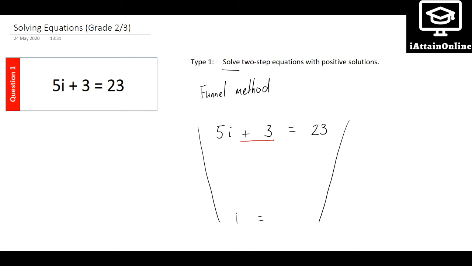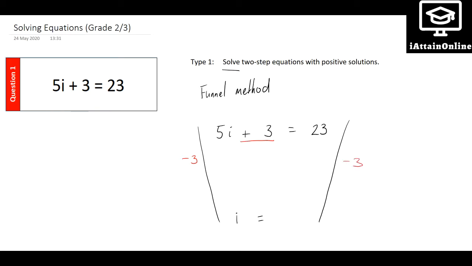Okay, so the first thing we're going to do is look at this plus 3 bit. I have basically multiplied a number by 5 and then I've added 3 and I've got 23. So I want to do the inverse operation of that add 3 bit. The inverse of add 3 is to subtract 3. Now the thing with equations is that whatever you do to one side of the equal sign, you have to do to the other side of the equal sign. So I'm going to take away 3 from that.